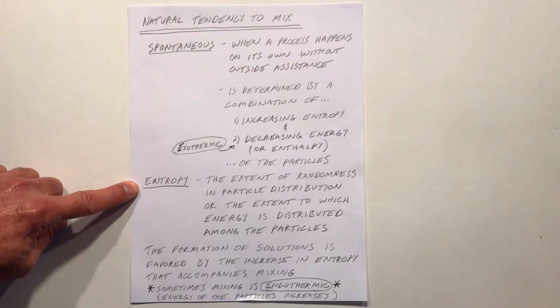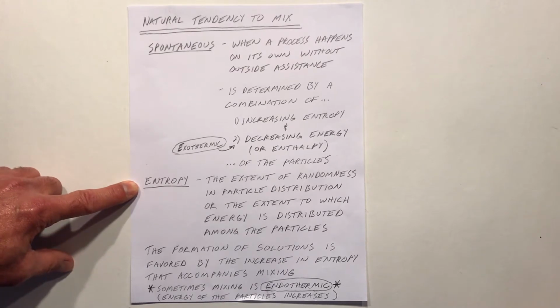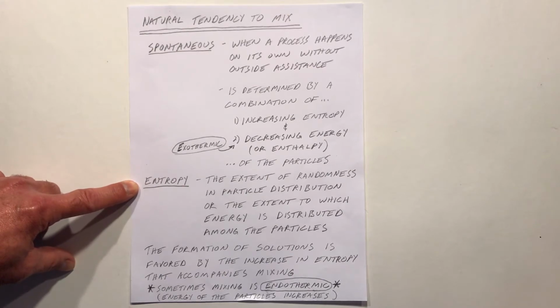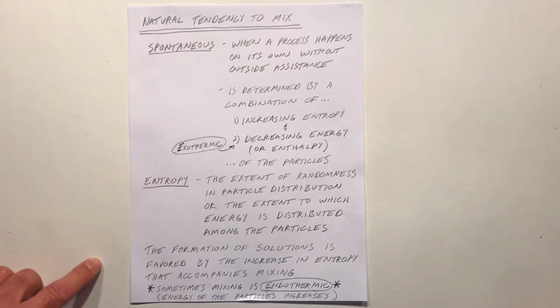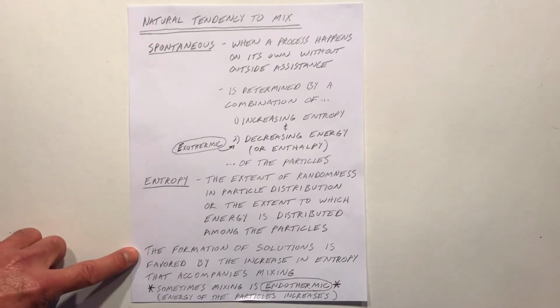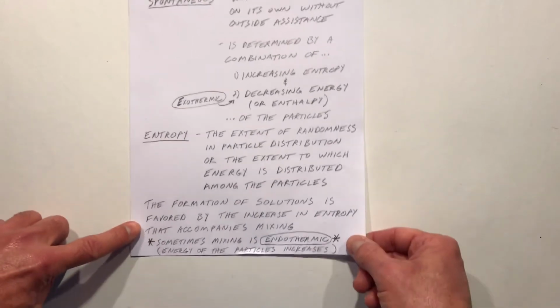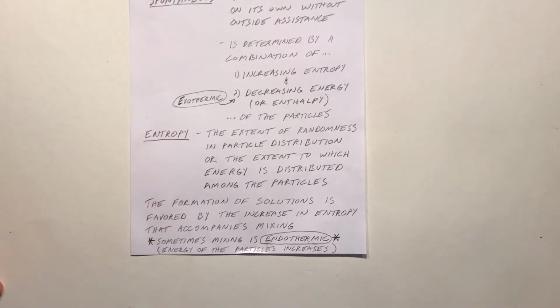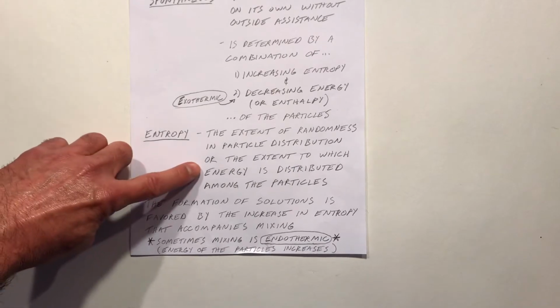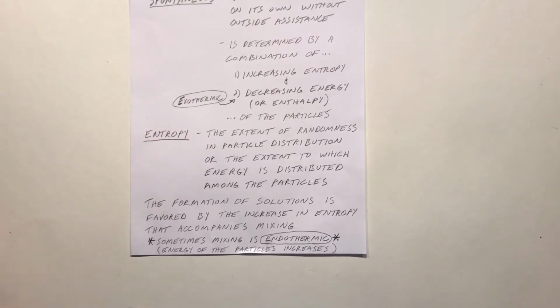Entropy is the extent of randomness in particle distribution, or the extent to which energy is distributed among the particles. So entropy typically will increase within the universe naturally. That's the second law of thermodynamics. The formation of solutions is favored by the increase in entropy that accompanies mixing. So when particles that are pure break apart from each other and mix together, there's a randomness that increases in that particle distribution, or we could say that the energy that's distributed among the particles can also be increased that way.